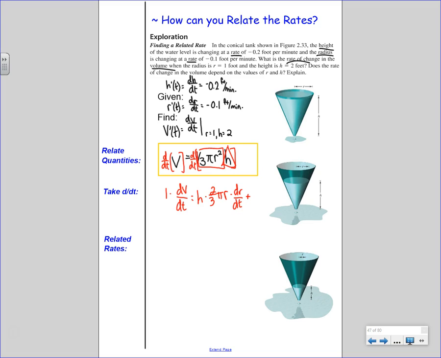So when I go to do the next one and I do first d second, I'll keep the 1/3 pi r squared, but now I'm taking the derivative of the h expression. So what's the derivative of h going to be? 1 dh/dt. You don't have to write the 1, but I'm just saying I am taking the derivative of h, it's 1. But I need the dh/dt. So 1 times V prime equals h times 2/3 pi r times r prime plus 1/3 pi r squared times 1 h prime.